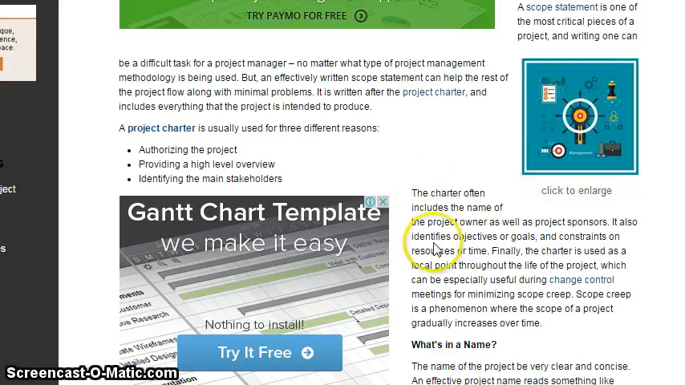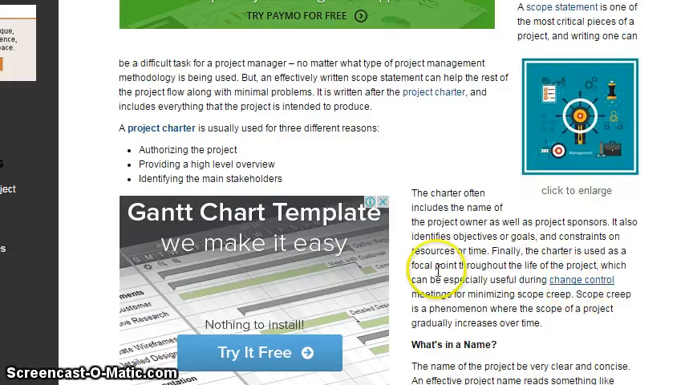So let's read the next paragraph. The charter often includes the name of the project owner as well as the sponsors. It also identifies objectives or goals. This is where we talk about the overview and constraints on resources and time. We also say that this has to be delivered by this date, this shouldn't cross this much amount, this should give us this much profit. Otherwise, we will not go with the project. So those kinds of constraints are there.